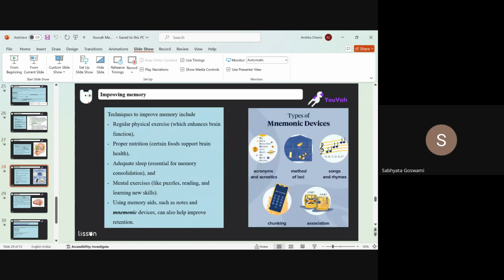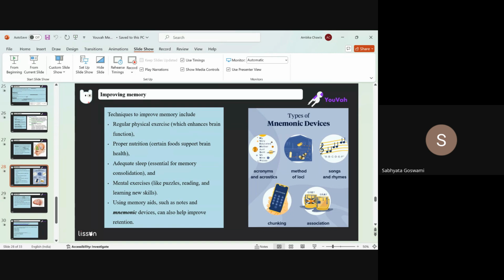How can we improve our memory? Regular physical exercise enhances brain functions and regulates our neurochemicals, dopamine and serotonin secretion. All of those things are maintained and kept in check with regular physical exercise. It may help in better retention and memory.